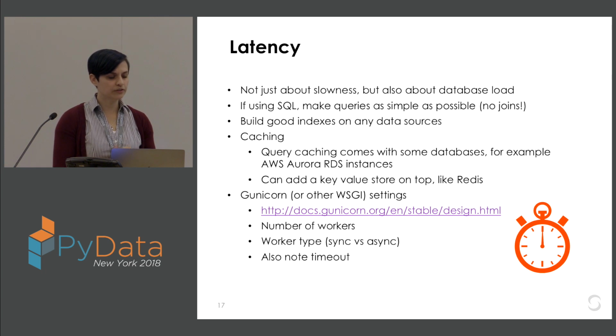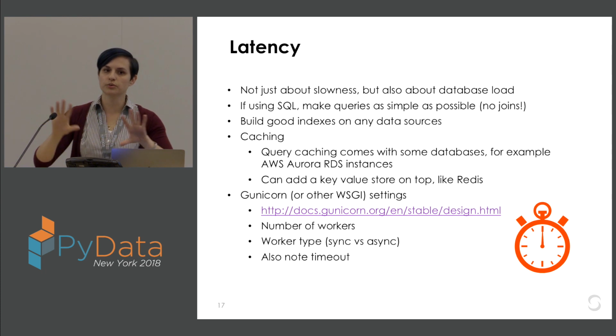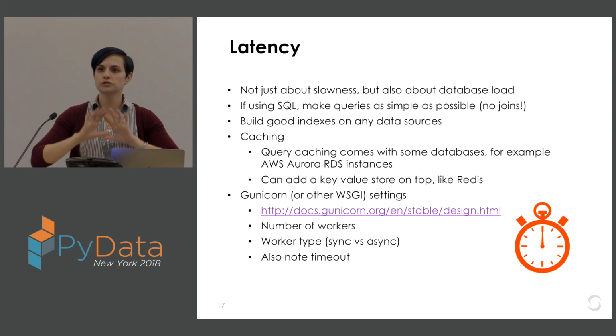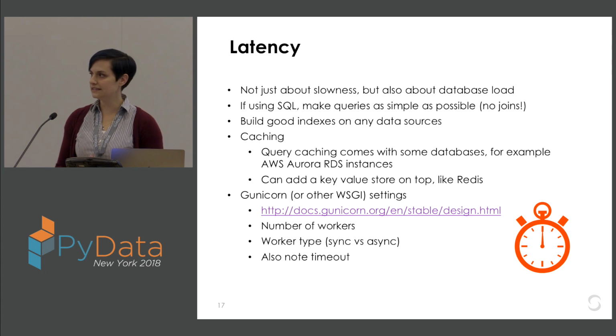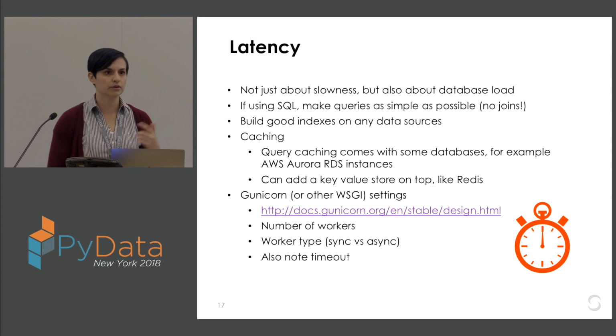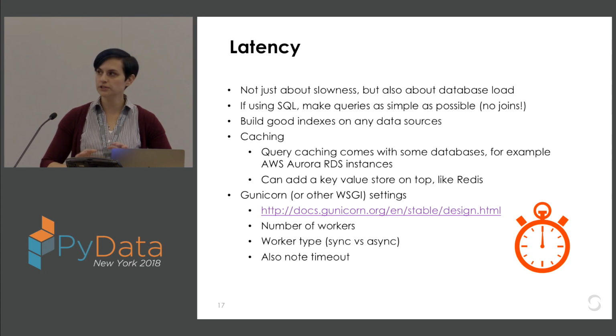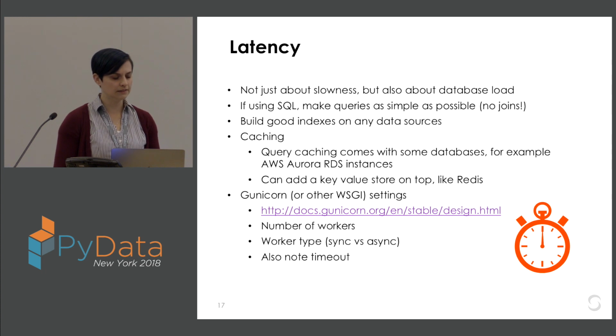And if you're using SQL, definitely don't want to use joins. That will just make it very slow. It's better to store more data and pre-join everything you would want to and store it that way than do a join in your API. Build good indexes on any data sources, for NoSQL and SQL, so the data is stored in the most efficient manner for the API to access it.